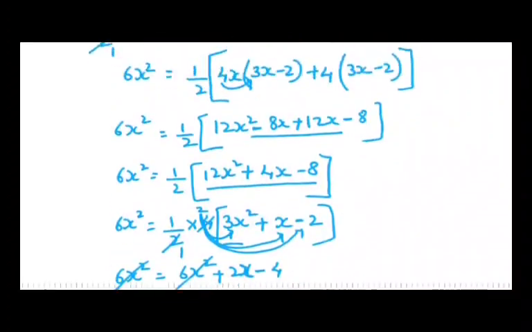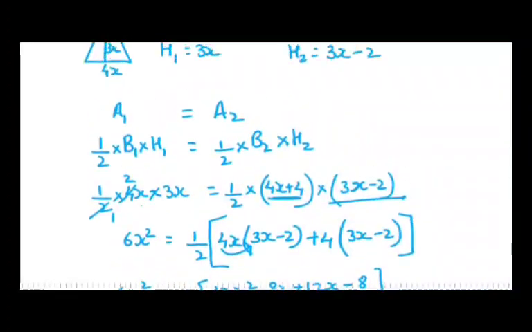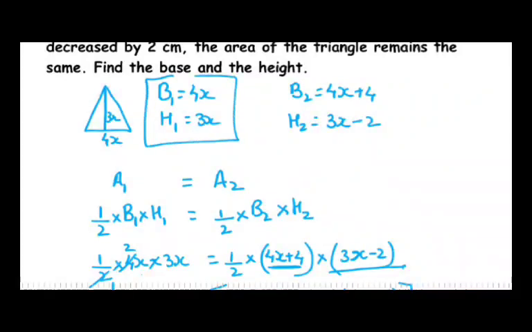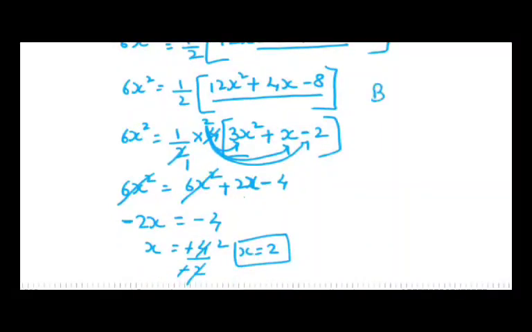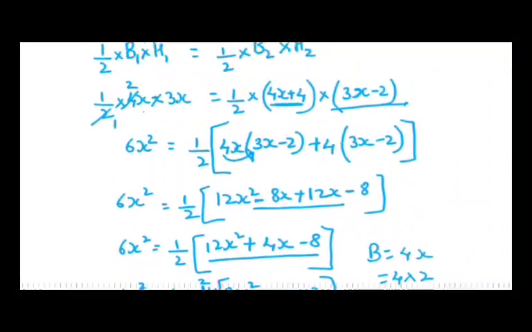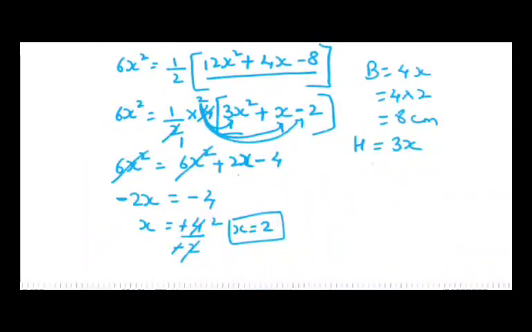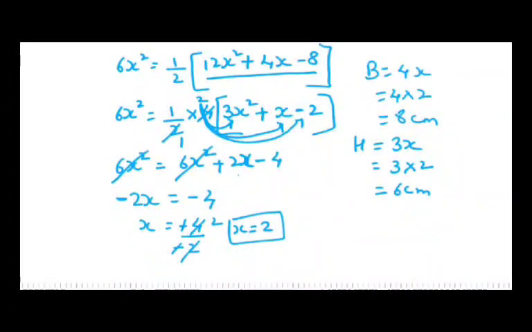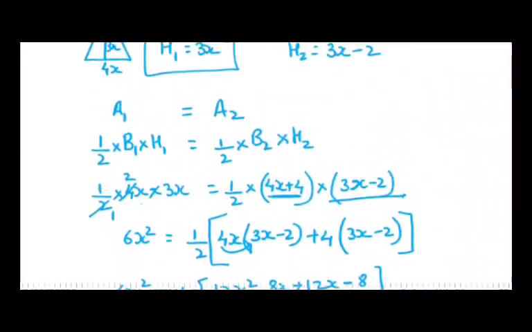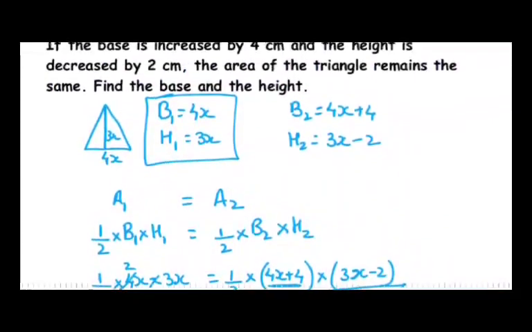Okay, now this is the basic term with which I'm going to multiply my base and height. So base is 4x, children. So base is equal to 4x. That means 4 into 2, which is equal to 8 centimeter. My height is equal to how much? 3x. Correct? Yeah, 3x. That means 3 into 2, which is equal to 6 centimeters. So what does my question say? The area of the triangle remains the same. Find the base and the height.